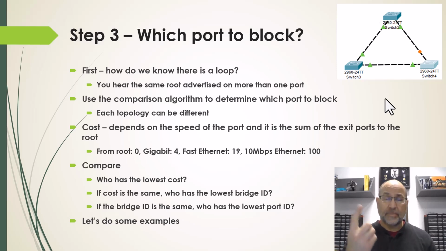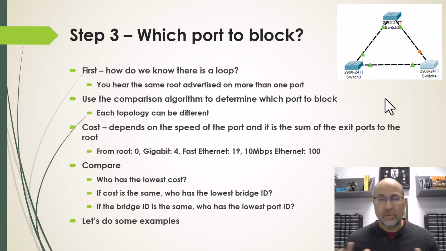The root ID, the path cost, the transmit bridge ID, and the transmit port ID. Depending on the topology, we'll use those fields at different times to break the loop. Cost is how far away you are from the root, but it's based on the speed of the port. Okay, so it is the sum of the costs associated with an exit port to the root.